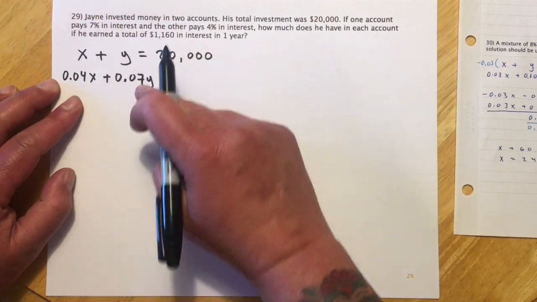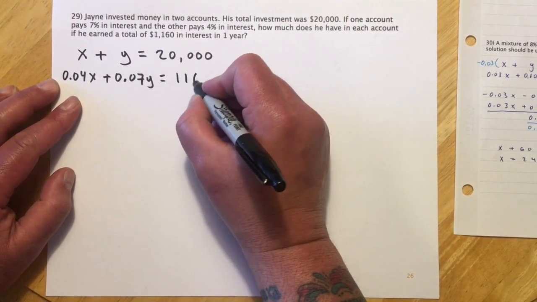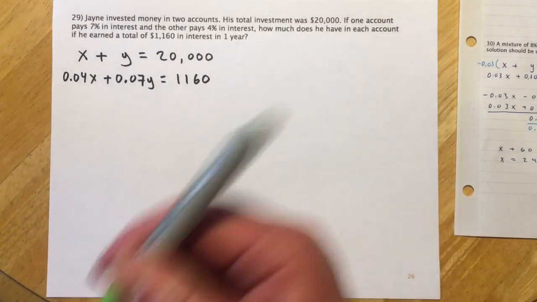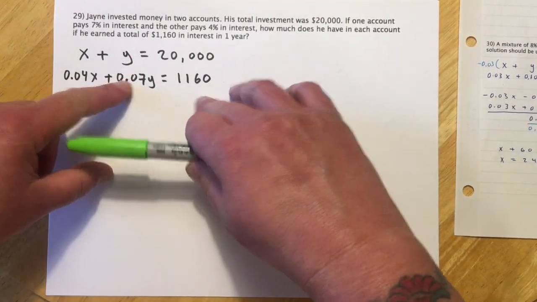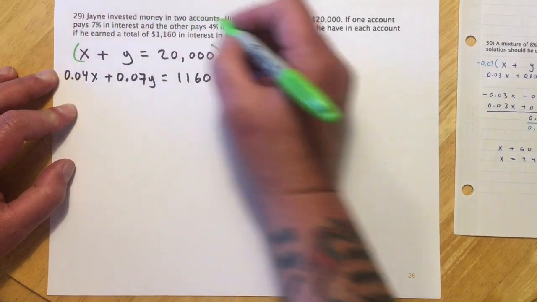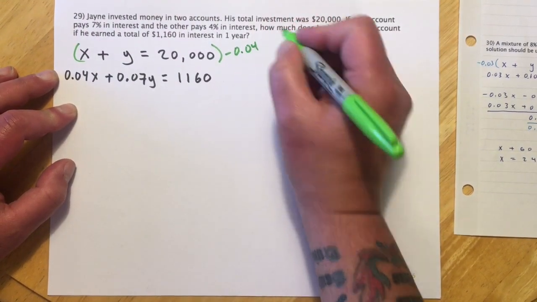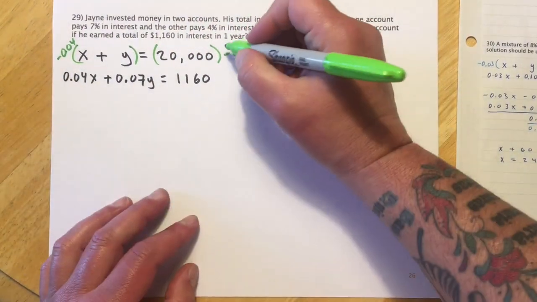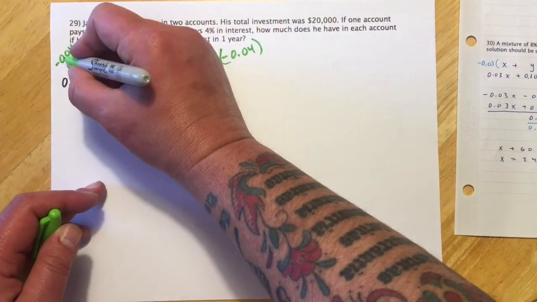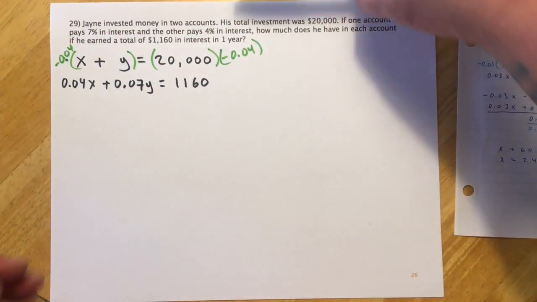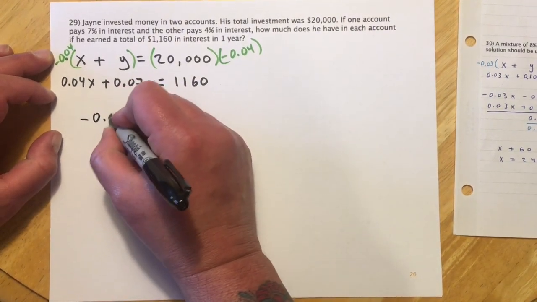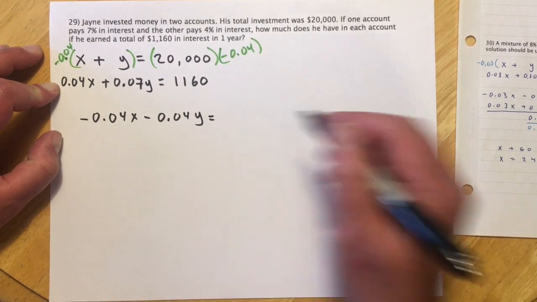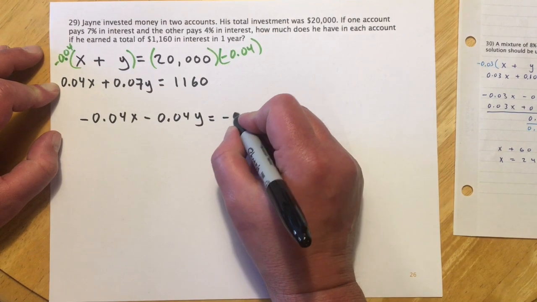I guess that was this one. And so this is our 1,160. So kind of going with my, I just like to multiply by the smaller of these two numbers so that these stay positive. I'm just going to go negative 0.04. And so this is multiplication. And that's going to give us negative 0.04x and then minus 0.04y. And that's going to equal, what is it, negative 800.